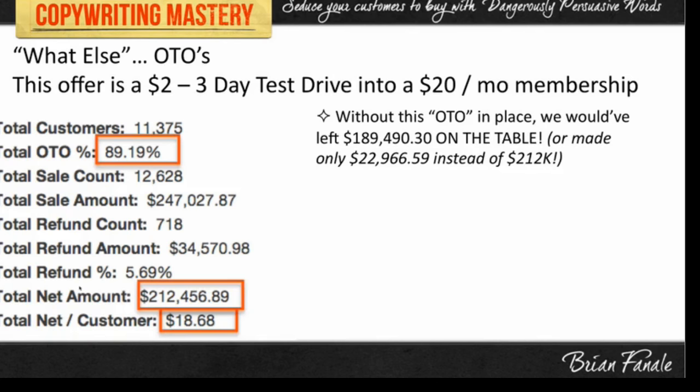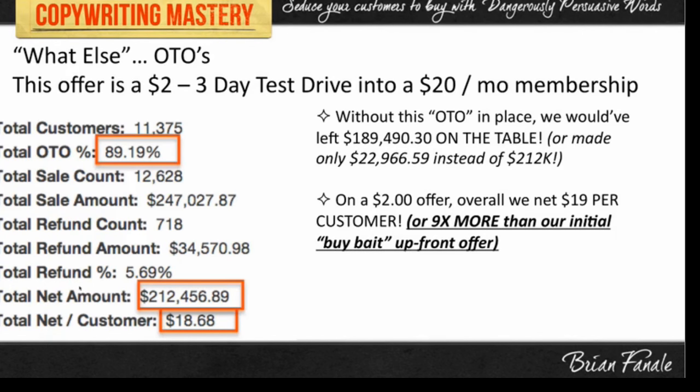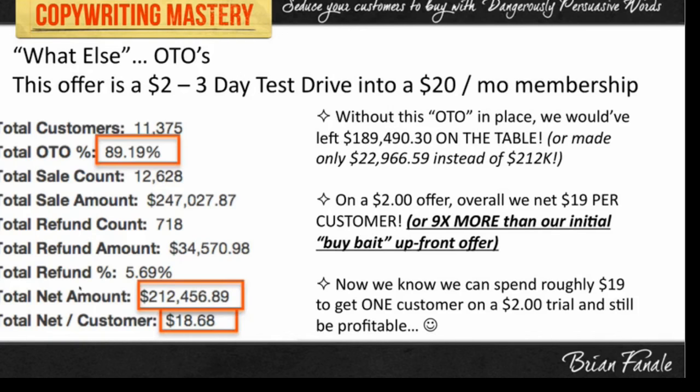89%, guys. 89%. Without this one-time offer, this is just another offer. In fact, we discontinued this one as well. Without this OTO in place, we would have left $189,000 on the table, or made only 22 grand instead of $212,000. On a $2 offer, overall, we net $19 per customer. That's 9 times more than our initial buy bait. 9 times. We can spend 9 times more than the buy bait for a customer and still be profitable.